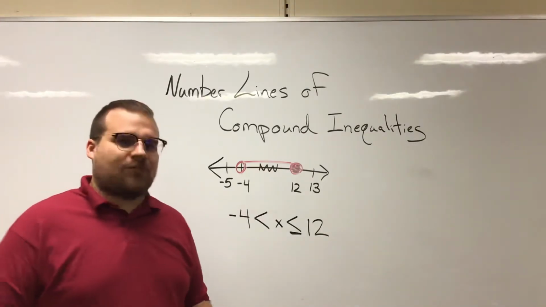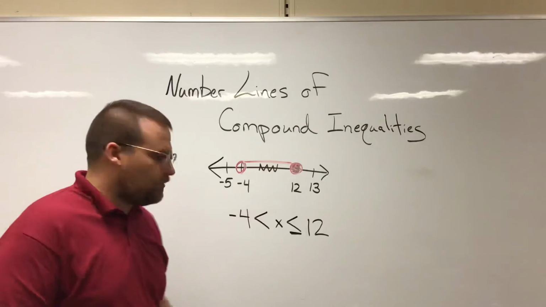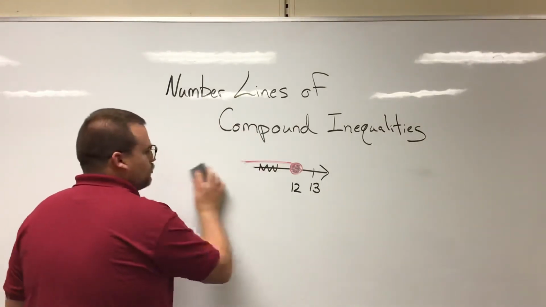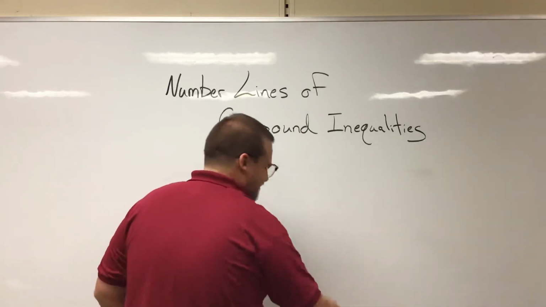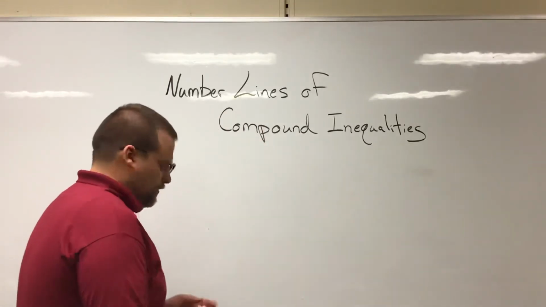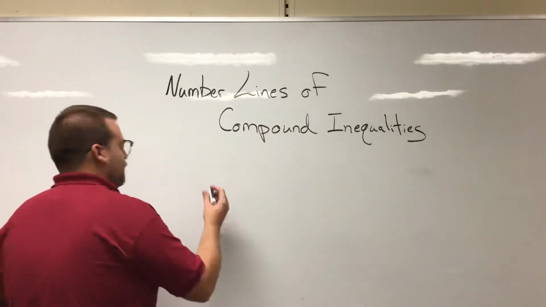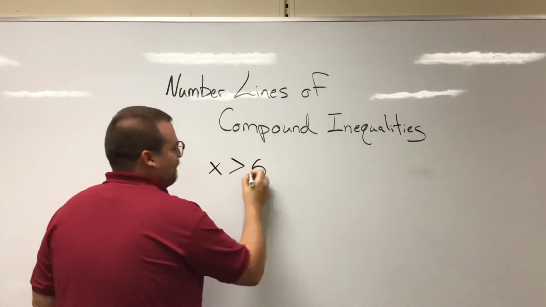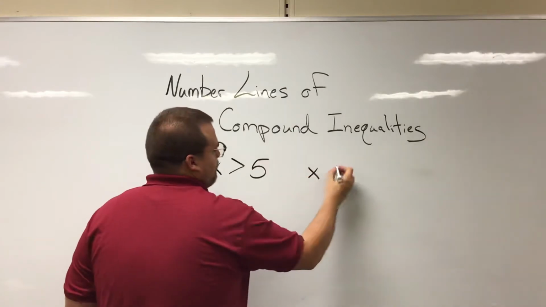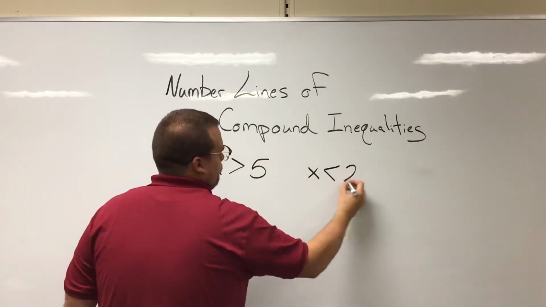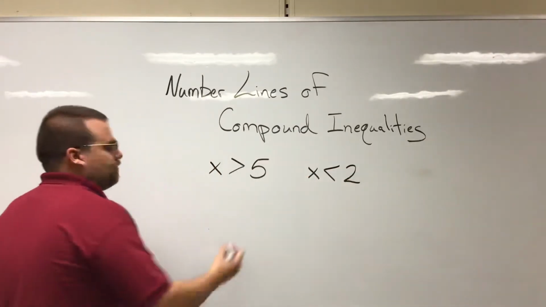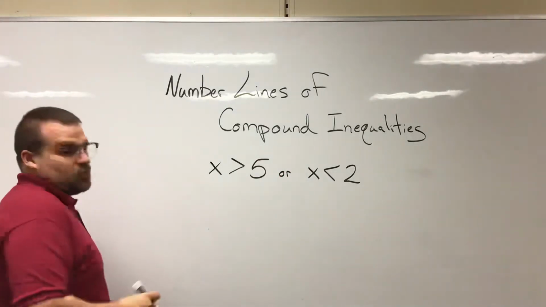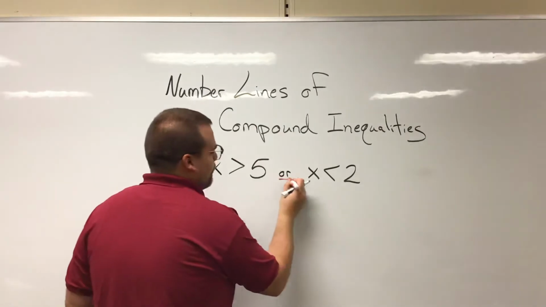There's one other type of compound inequality, and that's going to be when x has multiple values, but it's not an interval. It's something like this. X must be greater than 5, and x must be less than, or could be less than 2. A lot of times we get the word or between these, and that's a really important word here.